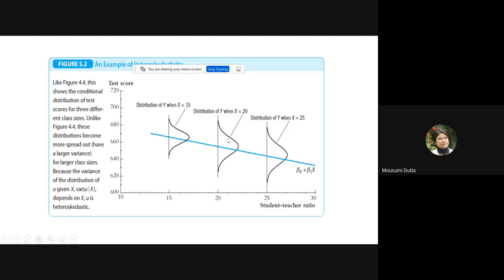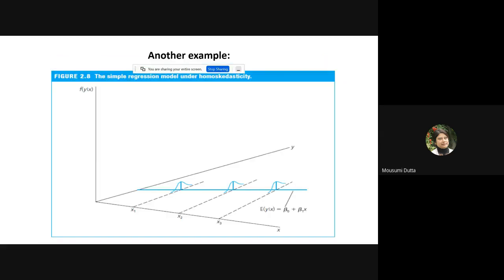Here, the same thing we have done. x is equal to 15, x is equal to 20, x is equal to 25. However, we are finding that the spread of the scatter around the fit is changing. This is not similar. Okay, the spread is changing. So this is an example of heteroscedasticity. The pattern is that the distribution of the error, or distribution of the scatters around the fit, is changing.